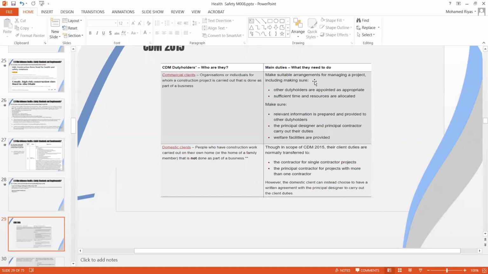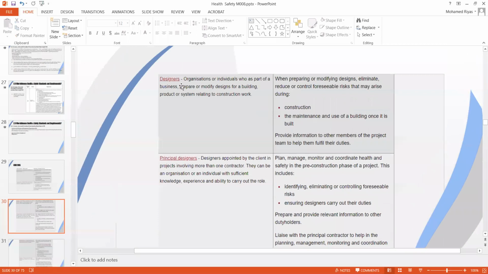As a client, you are supposed to arrange the management of the project. Relevant information is prepared to provide to other duty holders. The principal designer and principal contractor have duties regarding welfare facilities. As a client, you need to make sure that you provide safe welfare facilities to all the parties to the project.